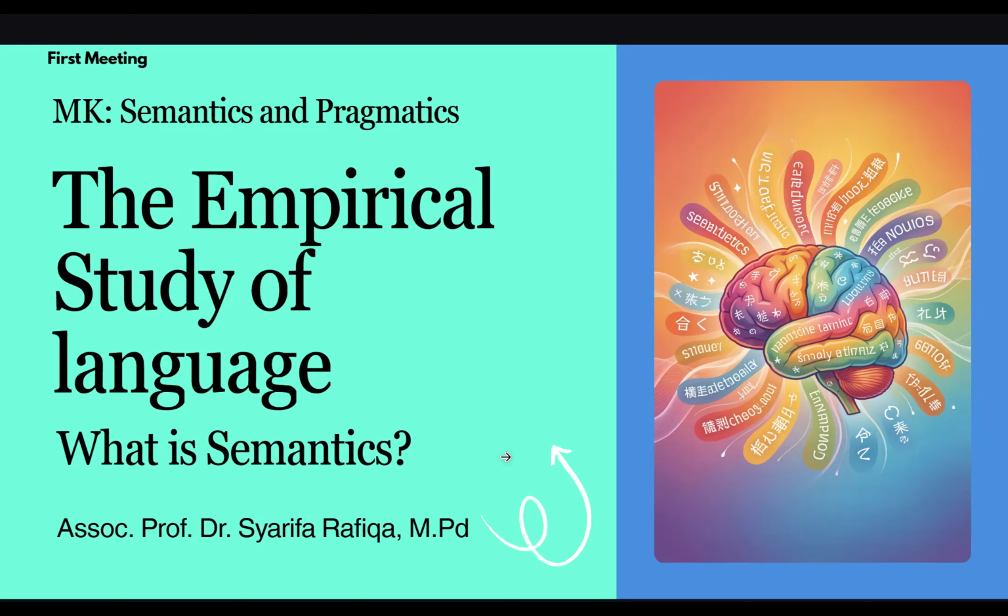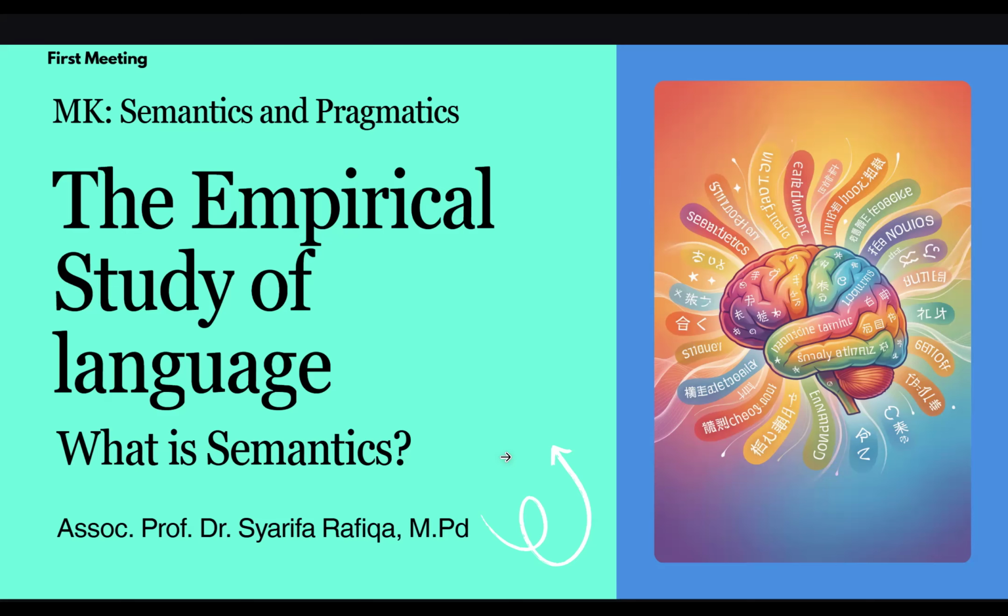So why is empirical semantics important? First, it reduces reliance on intuition, because intuition can be biased or limited. Second, it captures variation, meaning can vary across dialects, social groups, context. Third, it connects semantics with cognition. Empirical methods show how meaning works in the human mind, not just in abstract theory.